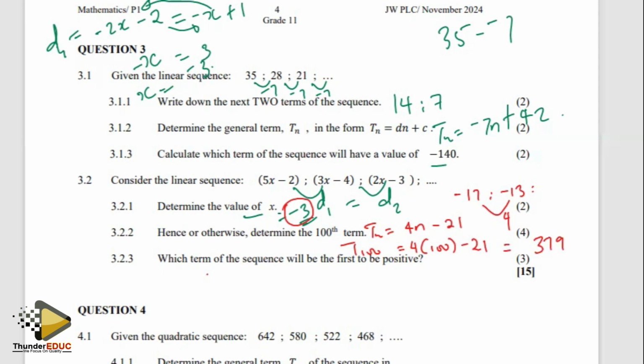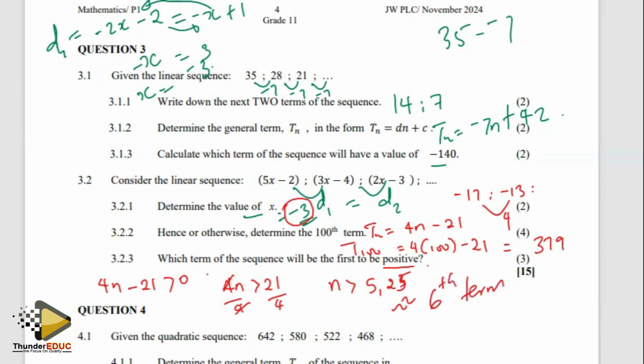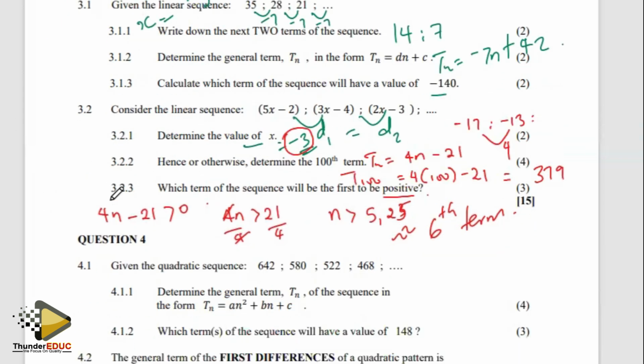And then which term in the sequence will be the first to be positive? So for it to be positive, which means the general term must be greater than 0. Move the 21 that side. For 4n is greater than 21, divide both sides by 4. So which means n must be greater than 5.25. So when we round this off, which means we're looking at the 6th term. That is the term that's going to be the first one to be positive.